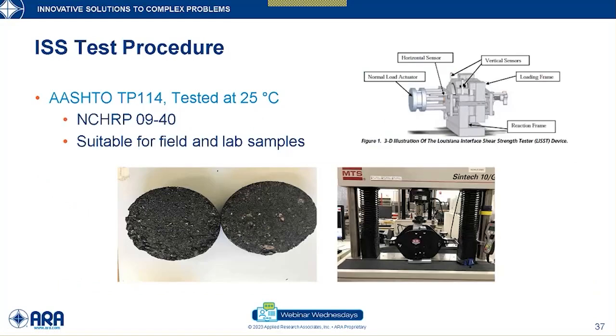This is the interlayer shear strength test procedure. It is a standard test, AASHTO TP114, and a Louisiana Interface Shear Strength Tester, the LISST device, was used to do all the shear strength tests. All the field cores of this study were tested by Louisiana State University in their lab, so I want to express my acknowledgment to them. So this is the LISST. A sample is placed here, you can see, and the load is applied just at the interface where the asphalt emulsion is. So the sample breaks at the interface, and it will give you the bond strength of your asphalt emulsion.